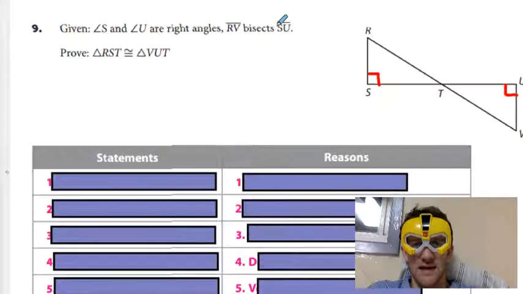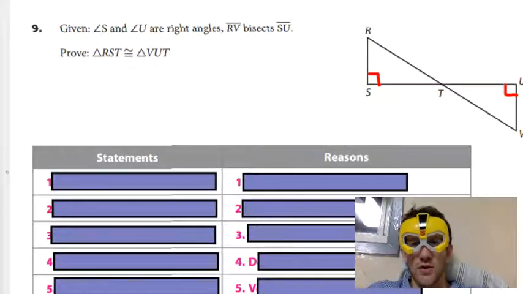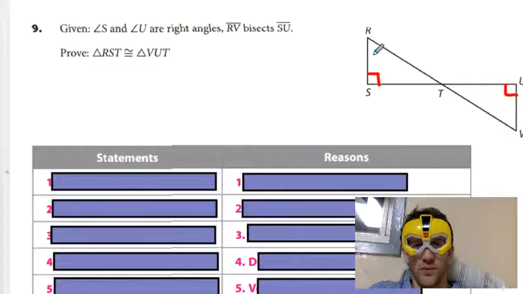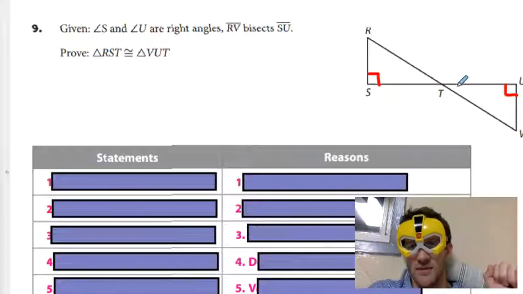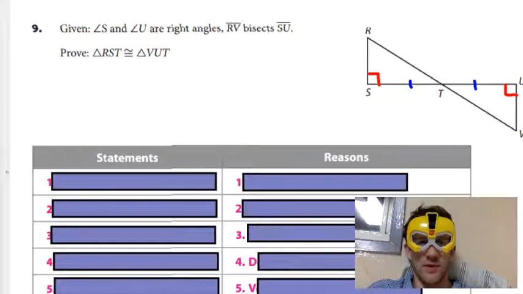RV bisects SU. So RV, this whole segment here, bisects SU. So note here, when we're talking about RV bisecting SU, which one is being cut in half? It's SU. It's the one being bisected. SU is being bisected, therefore I'm going to go ahead and mark this now. I'm going to say that ST is congruent to UT. So that's going to come up in the proof somewhere.